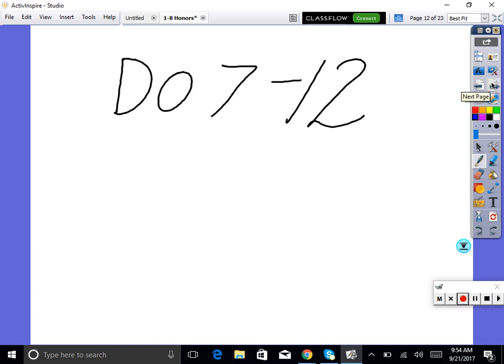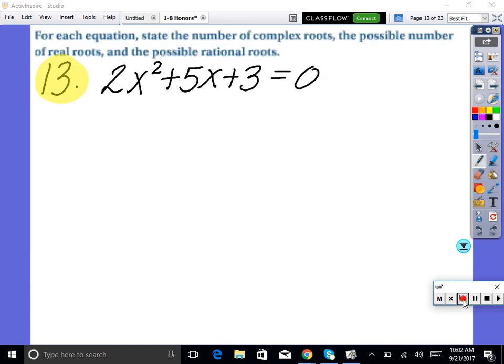Ready, set, go, 7 through 12. So let's go to 13, and let's read the directions very carefully. That's one thing we want to do here, because we don't want to do extra stuff if we don't have to. So it says, for each equation, state the number of complex roots. Now, it didn't say find the complex roots. That would mean solve it completely. This one says, how many complex roots does this have?